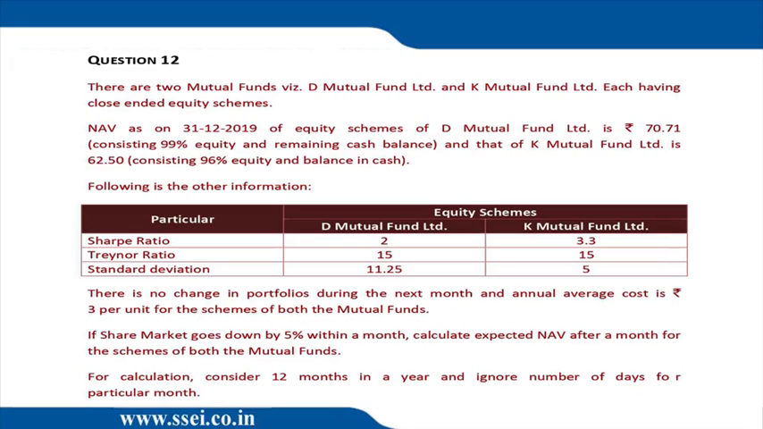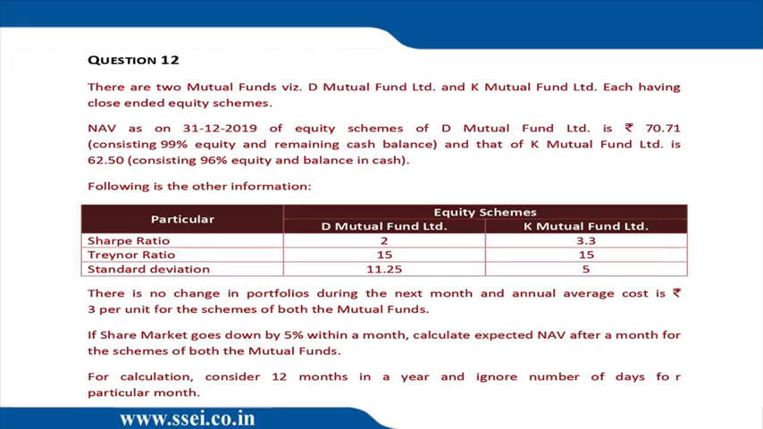And we get 1.1 as the beta of fund K. So once again, what's the beta of fund D? It is 1.5 and the beta of fund K is 1.1. Perfect. There is no change in the portfolios during the next month and annual average cost is 3 per unit for the scheme. So annual cost is 3.